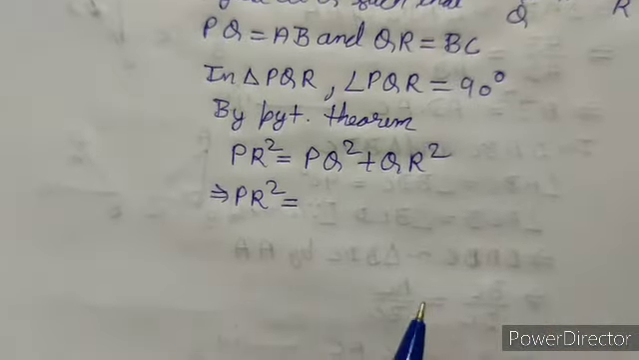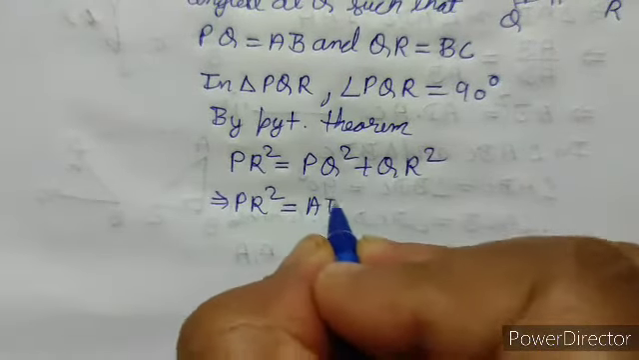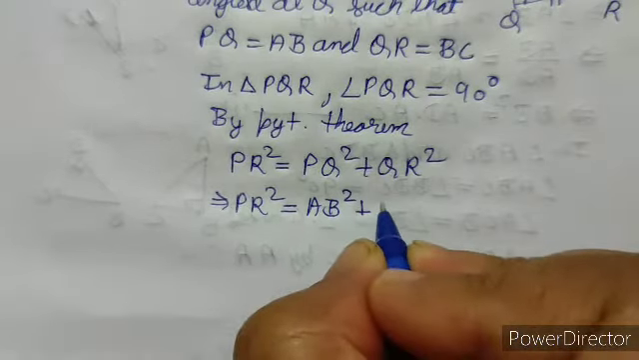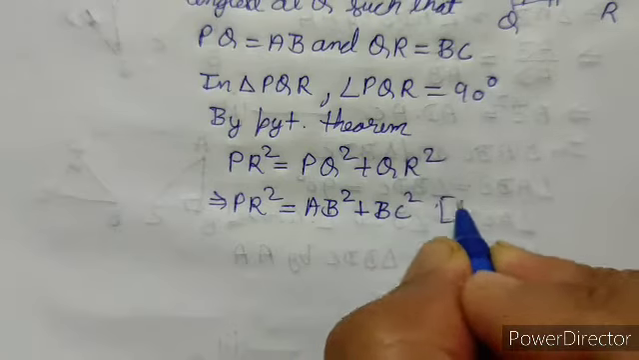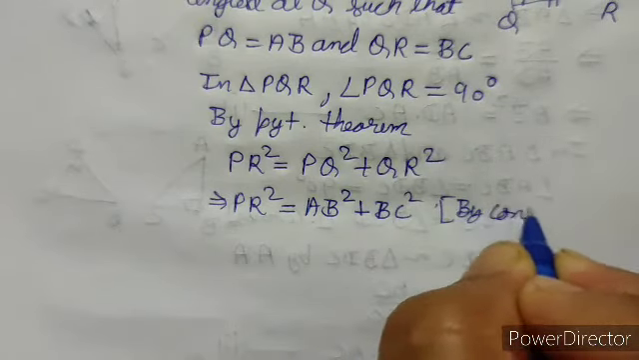So in place of PQ we can take AB, and in place of QR we can take BC by construction.